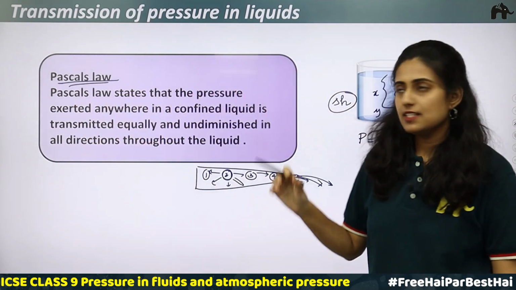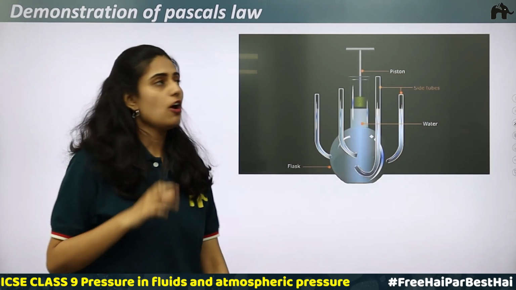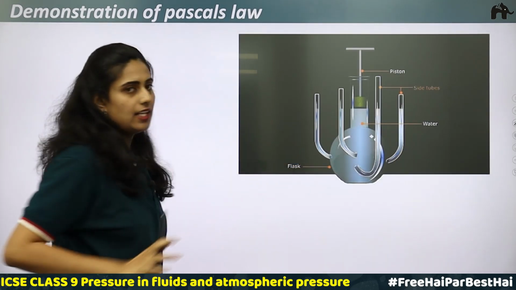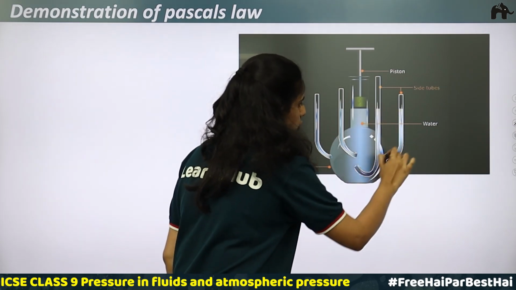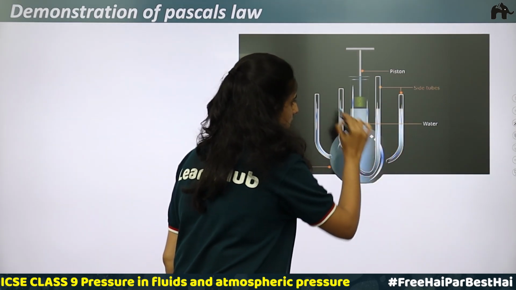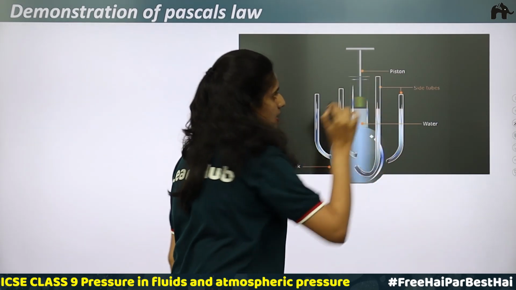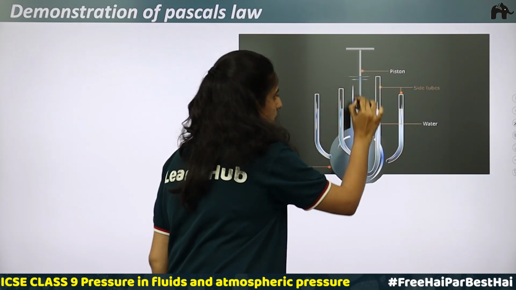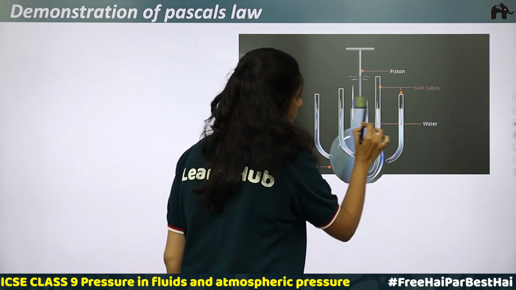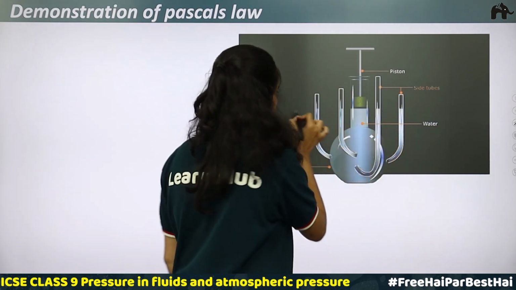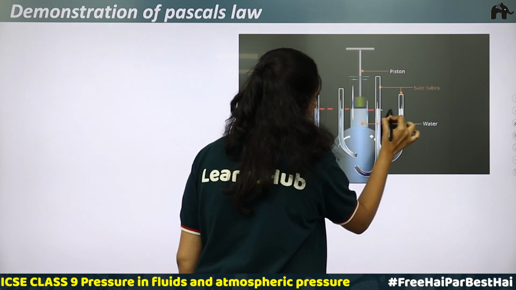Now this Pascal's law was given by scientist Blaise Pascal. Demonstration of Pascal's law. We'll understand an experiment. Here a flask is taken. In this flask, there are different tubes attached. Okay, at the bottom, at the sides, there are different tubes attached. Okay, and this is an airtight piston. Okay, the airtight piston is also inserted. Now you can see that the water in all the tubes is at the same level. Here, this is the water level. Okay, initially this is the water level.